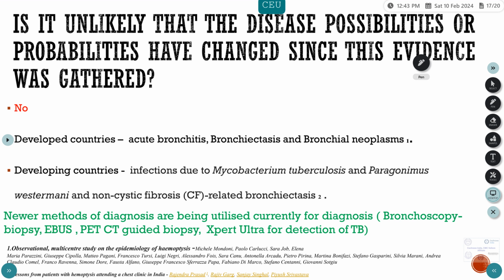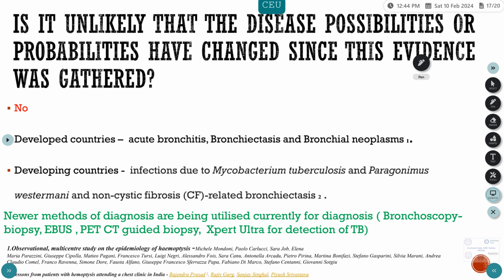So, in the developed countries, based on studies, acute bronchitis, bronchitis, and bronchial neoplasms are the most common diagnoses they arrive at when patients present with hemoptysis. In contrast, in a developing country like India, infection due to Mycobacterium tuberculosis, Paragonimus westermani, or non-cystic fibrosis-related bronchiectasis are the diagnoses they would arrive at. So the probabilities of the possibilities are also different, and now we have newer methods of diagnosis which would probably lead to a significantly different etiological diagnosis post such a study.